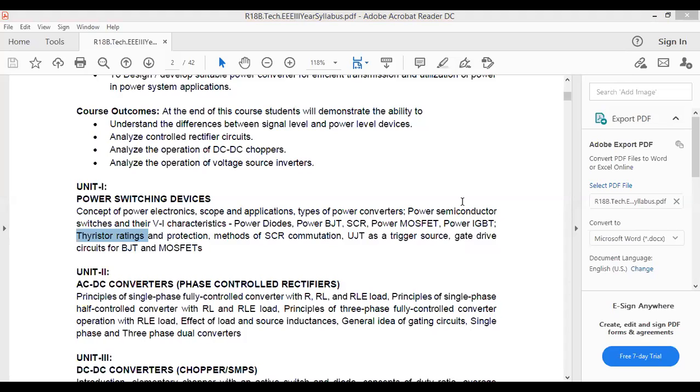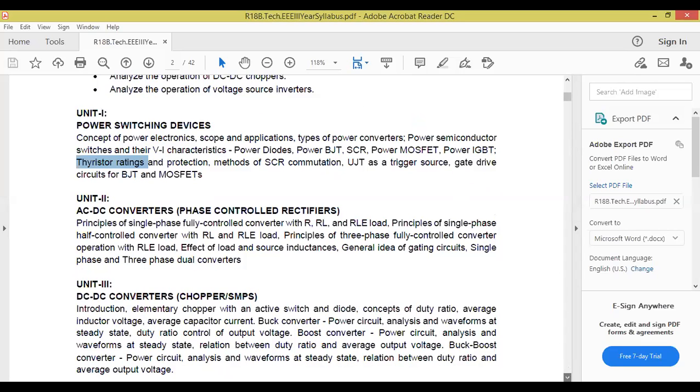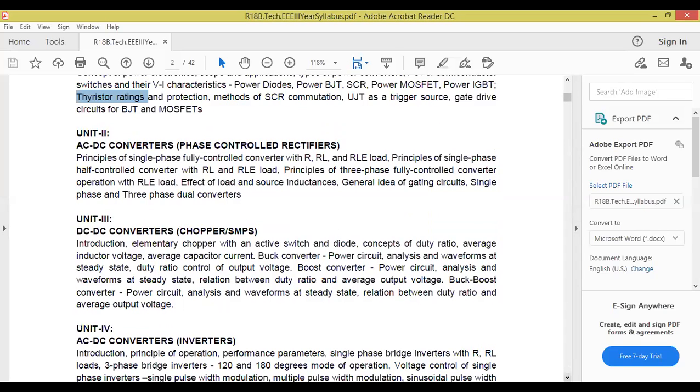Next, the second unit is all about the converters. RL load, RLE load. The animation you have seen, you can draw the circuit diagram. You can go through the material. The material will be the explanation of what we have discussed. It will be easy when compared with the material.